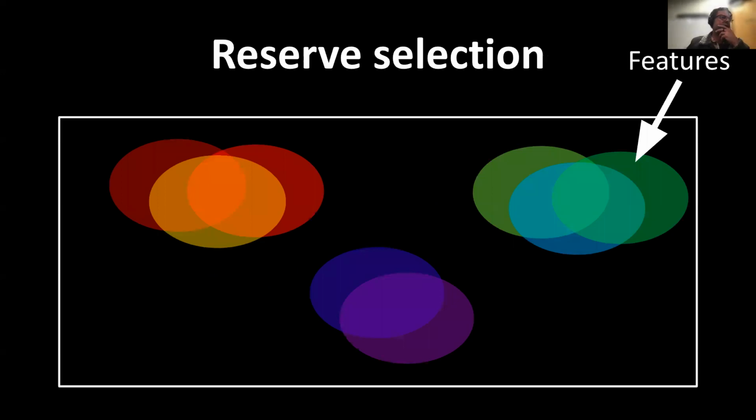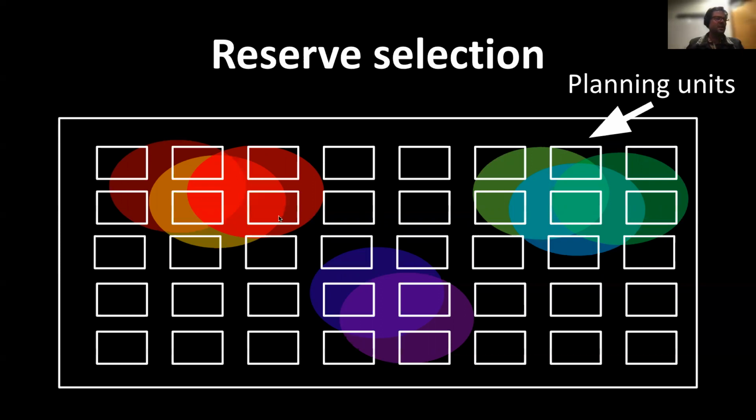So if we want to figure out what areas we want to protect, there's this notion of features. We have a feature, which could be a species or a habitat, and we're interested in conserving features. In order to figure out a plan, we have to divide the whole area according to some planning units.